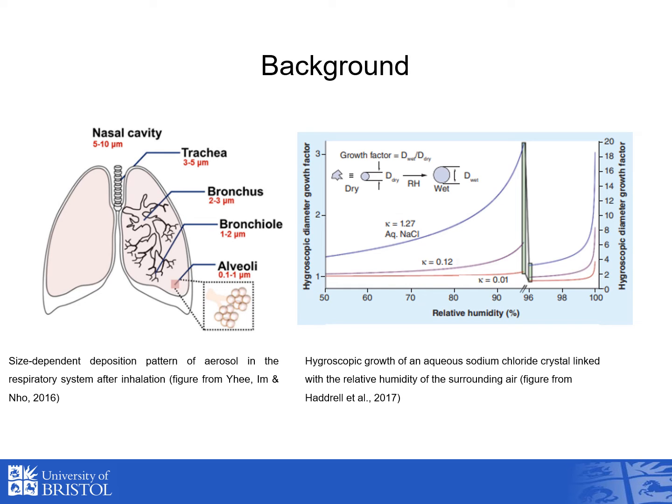As you can see from the plot on the right, particles of higher hygroscopicity parameter, also known as kappa, take up more moisture from the environment. Once the relative humidity surpasses 95%, the growth curve becomes extremely steep compared to lower relative humidities, and the human lung has a very high relative humidity. In the alveoli, for example, the relative humidity can reach 100%.